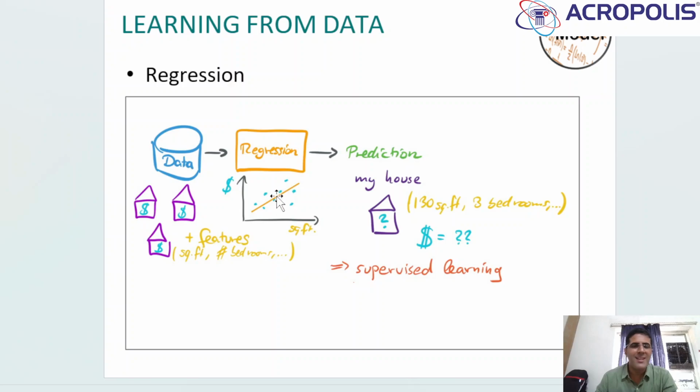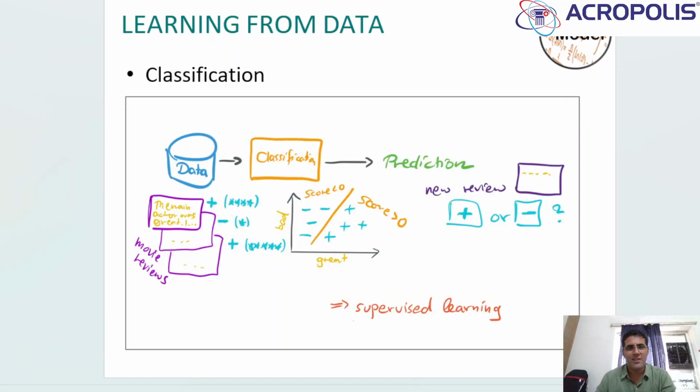This straight line will fit in such a way that the difference between the actual values and the predicted values should be minimum. This difference can be calculated on the basis of Euclidean distance or any other kind of distance that you can go for, right? So this is regression.